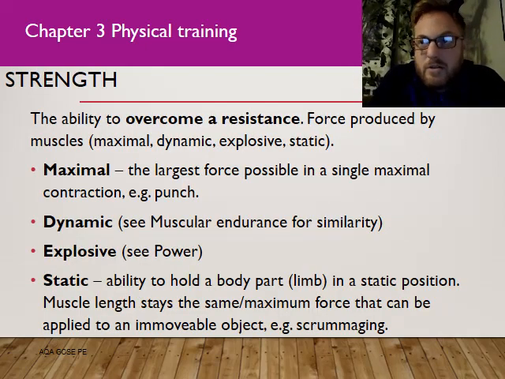Strength. The ability to overcome a resistance. You've got a couple of forms of strength. First, maximal. This is like the one rep max, the maximum amount of weight you can lift in one go. So your bench press, or your squats and things like that. It's designed to give you big muscles. The bigger the lift, the bigger your muscles will be after you do it. So it's all about gaining big muscles and big strength.